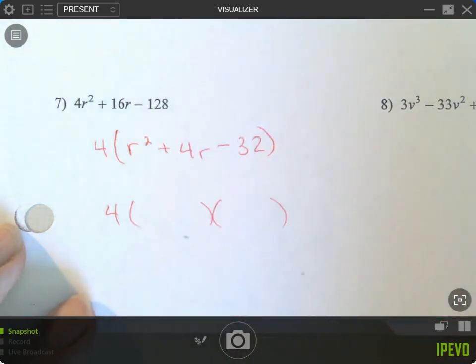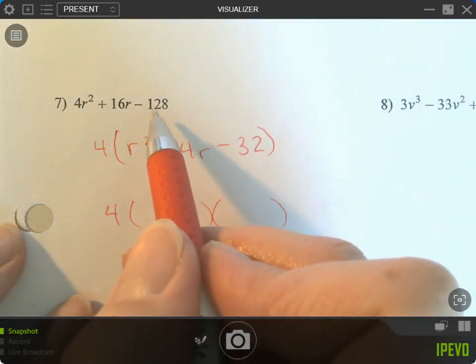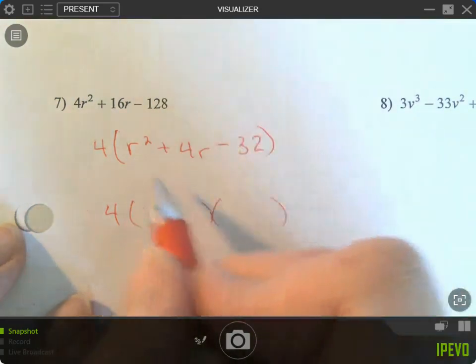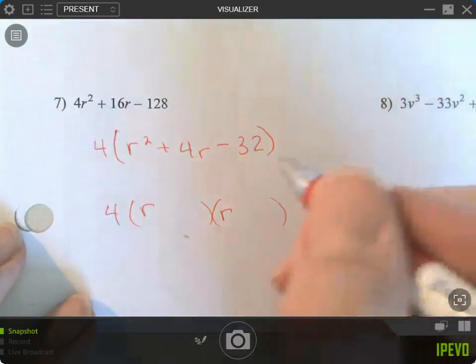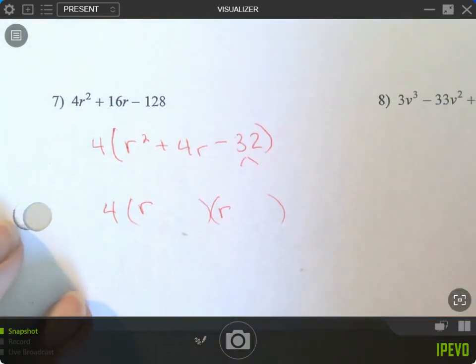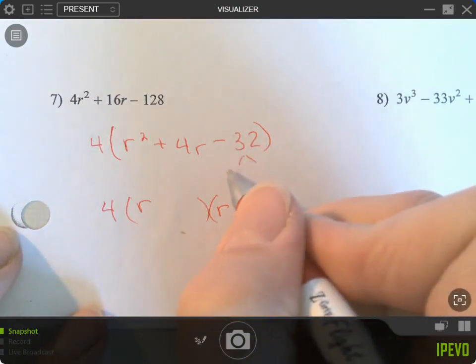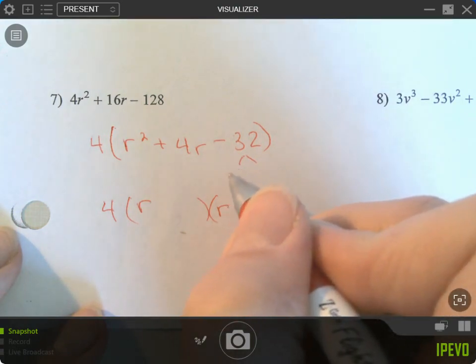What's 128 divided by 4? Okay. I just did 100 divided by 4 is 25, and 28 divided by 4 is 7. Okay, now I have my trinomial. R times R is R squared. Negative 32. What are my factors of negative 32? Negative 4 and, oh, 8.